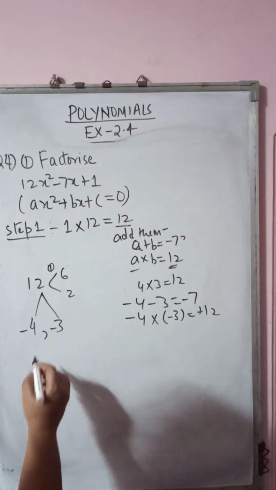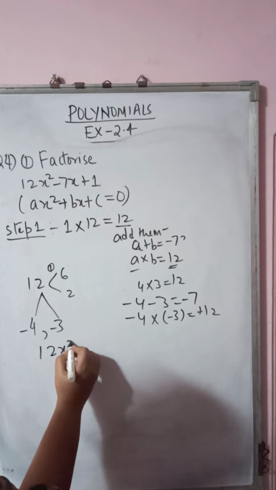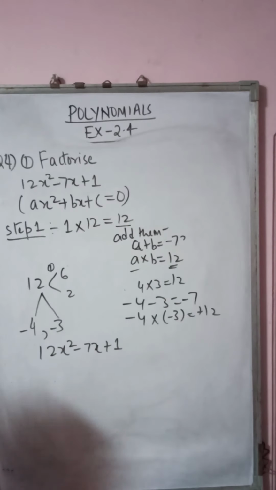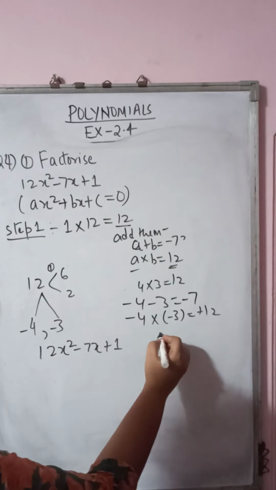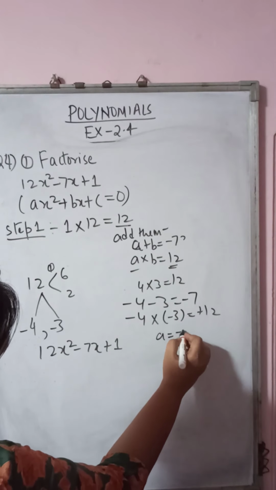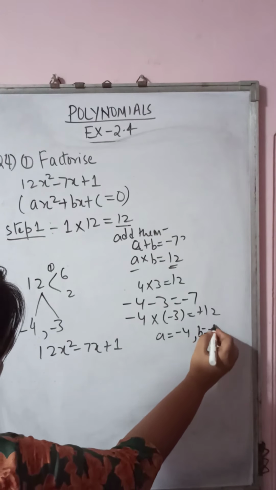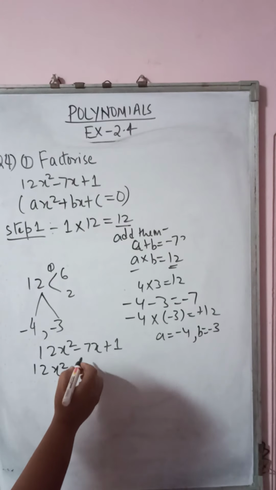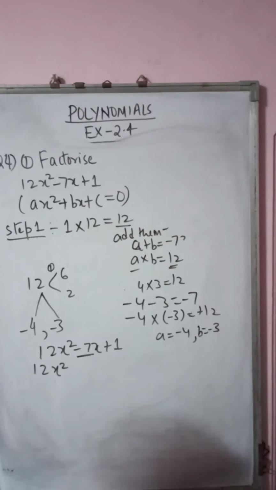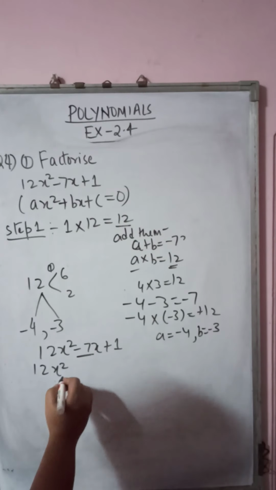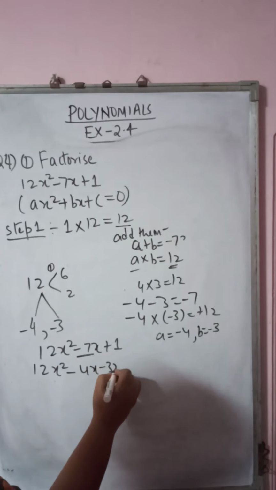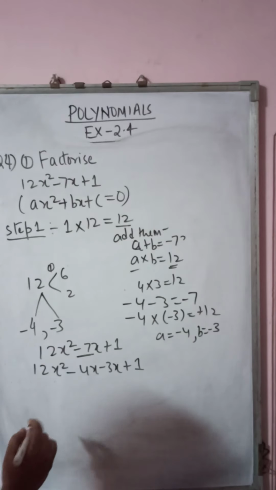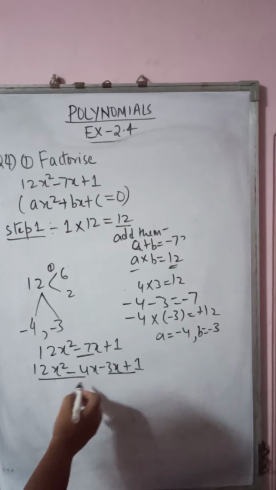Now, what is your quadratic equation? 12x square minus 7x plus 1. So I have got the 2 factors. One factor as minus 4 and other factor as minus 3. So how will we write it? 12x square, and in place of minus 7x, because it is splitting middle term, I will write minus 4x minus 3x plus 1. So I have split the middle term. Now the next step is grouping of terms.